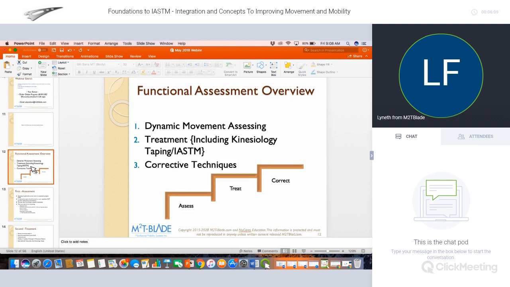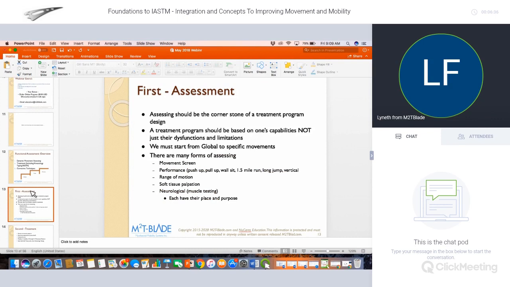Once you go through your dynamic movement assessment, we move into our treatment, which includes kinesiology taping and the M2T-Blade. Once you're done with your treatment and instrument assisted work, you want to go into your correctives. We always believe in reinforcing and turning on those neural pathways to re-educate the body how to properly move. In this webinar today, we will talk about a couple of the correctives that we follow, called isometric agonist antagonist retraining, to use after you do the instrument work.